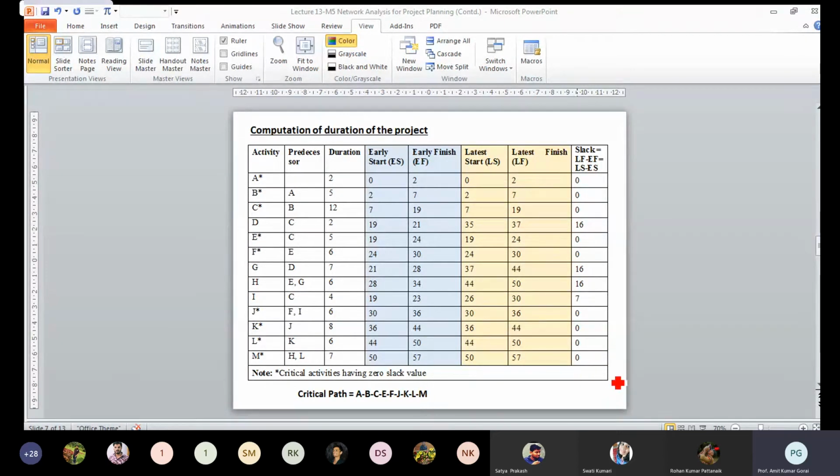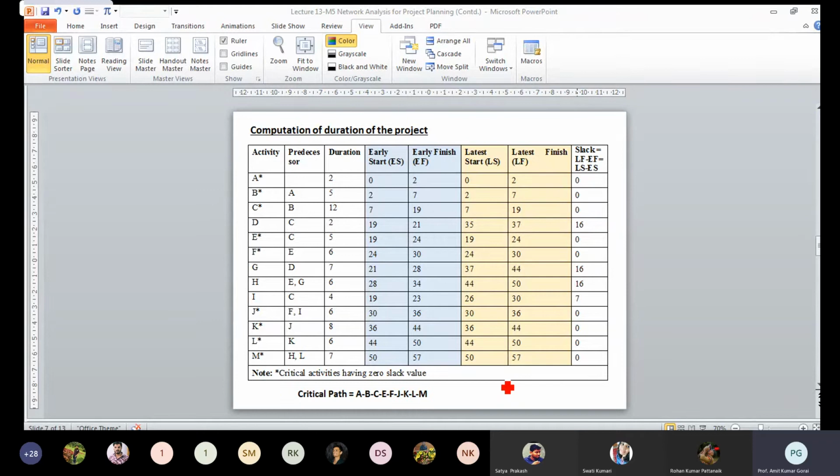Now come to the backward pass for calculating the late start and late finish time. As I told, whatever is the maximum value, the early finish will be equated with the late finish. So 57 will also be the late finish time for this project. We have equated this to 57, and you have to go with the backward movement and see how much time it is taking. Job M is taking 7 weeks.